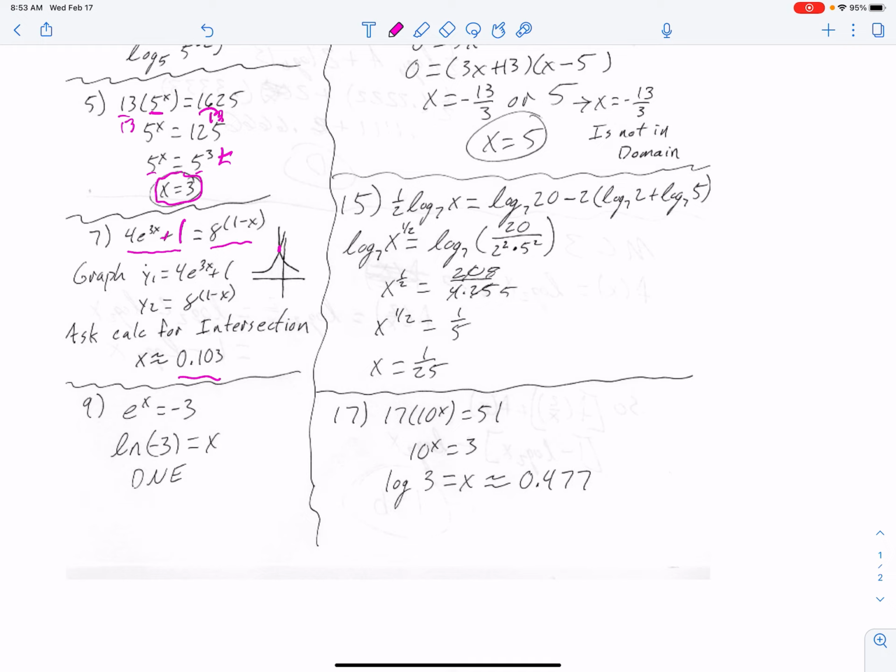Number 9, I can rewrite using my conversion that I would have log base e of -3 equals x. Log base e we call natural log. And since we can't have a negative number inside a logarithm, this value does not exist.